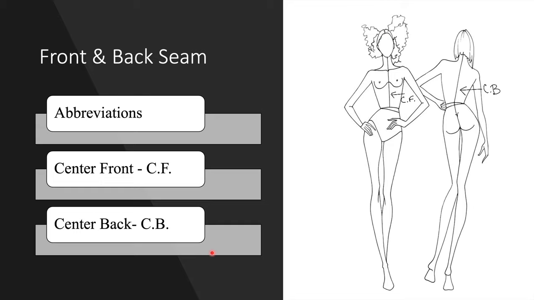So if you see anything on your patterns relating to a back seam, or putting two pieces together in the back to create a center back seam, I'm telling you, once you start to learn these abbreviations and some of these terms, it's much easier. It's not hard, it just takes studying. Patterns make sewing easier, not harder. So don't be scared to learn to read and understand patterns.